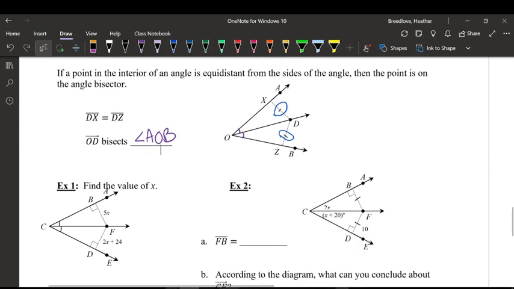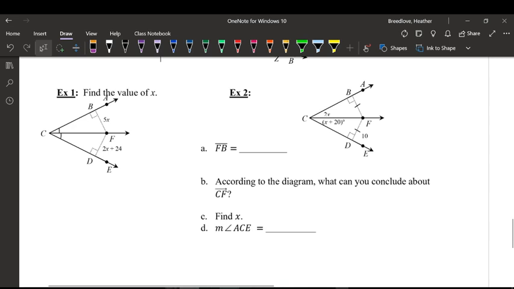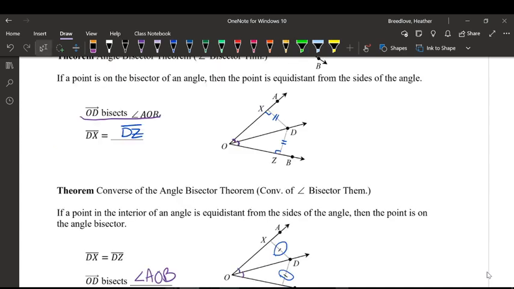All right, so then we're going to do two examples for this. Find the value of x. Always pay attention to what you're solving for. I don't need to plug it in to find any distances. I just want to find x. I'm given the fact that the angle has been bisected. I'm going to change that up here in the notes, because I'm given this.